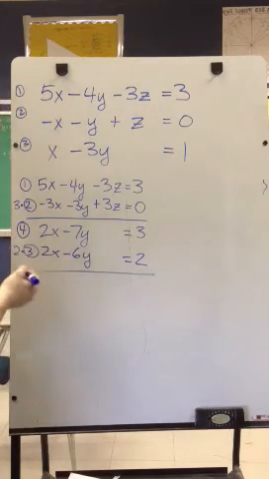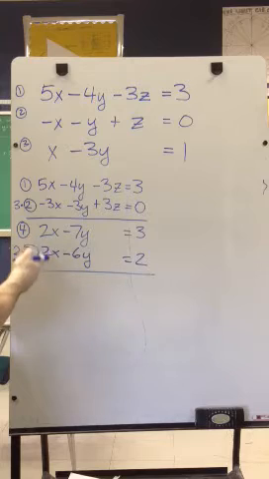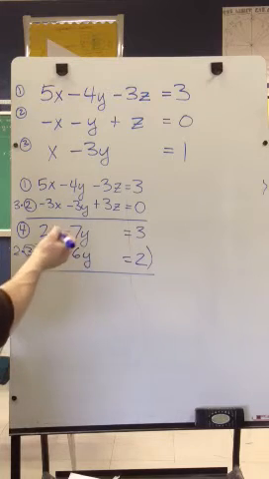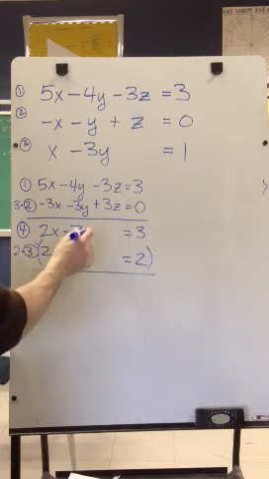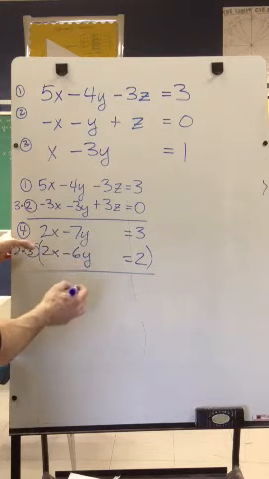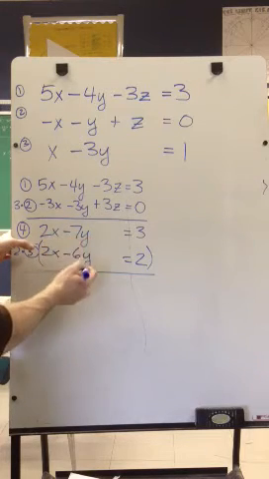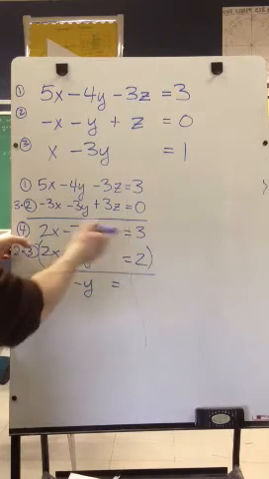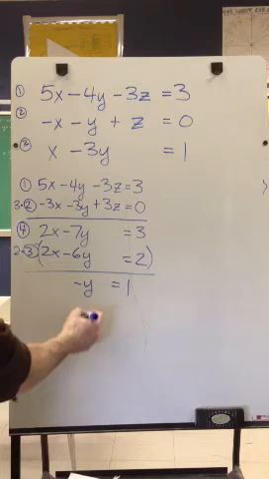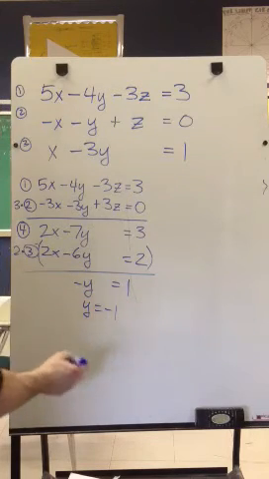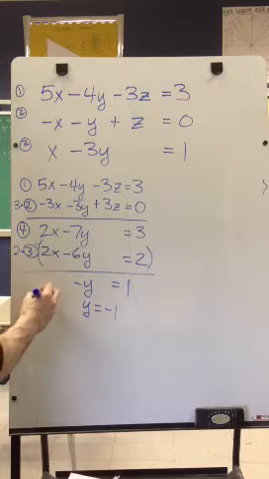And I'm going to subtract this because these are both positive. I'm subtracting 2x, I'm subtracting this whole equation. 2x minus 2x is 0. 7y minus a negative 7y is 7y plus negative 7y plus 6y, which is negative y, equals 3 minus 2 is 1. Negative y equals 1, therefore y equals negative 1. This is my first partial.